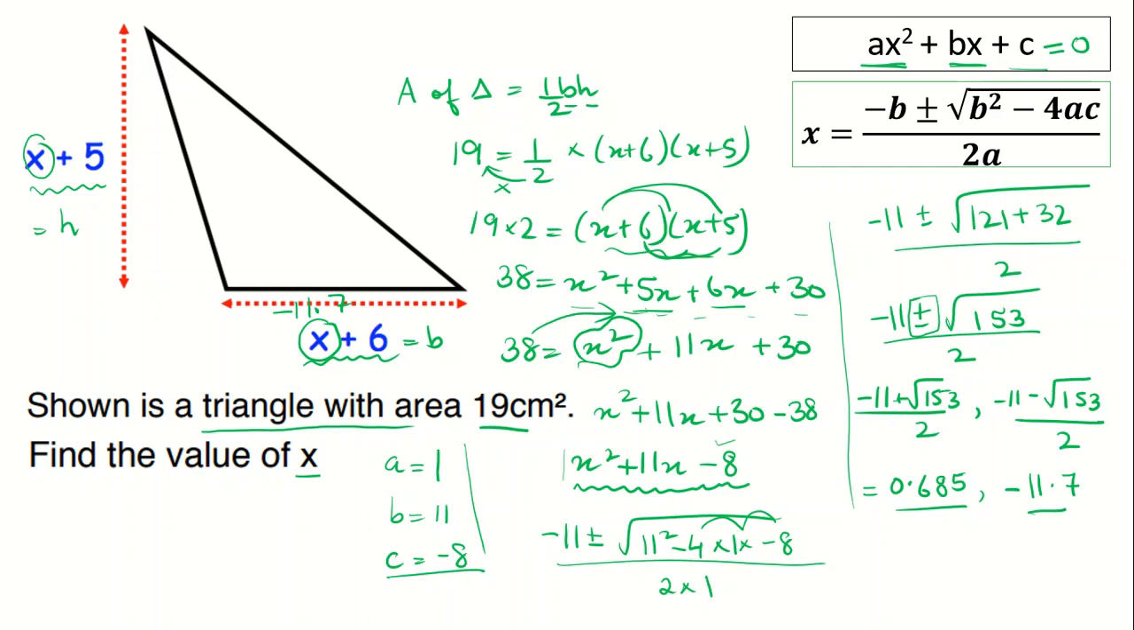Which means that after showing all your working and after getting your two answers, you're going to put a cross on it, or you rule it out, or you can just write underneath that we cannot take the negative value. Therefore, we are moving ahead with the positive value. So I'm going to write x is equal to 0.685. That's because you cannot use your negative answer as your base or your height. You cannot have a negative base and a negative height. So I'm going to move on with the positive answer. So x is equal to 0.685.